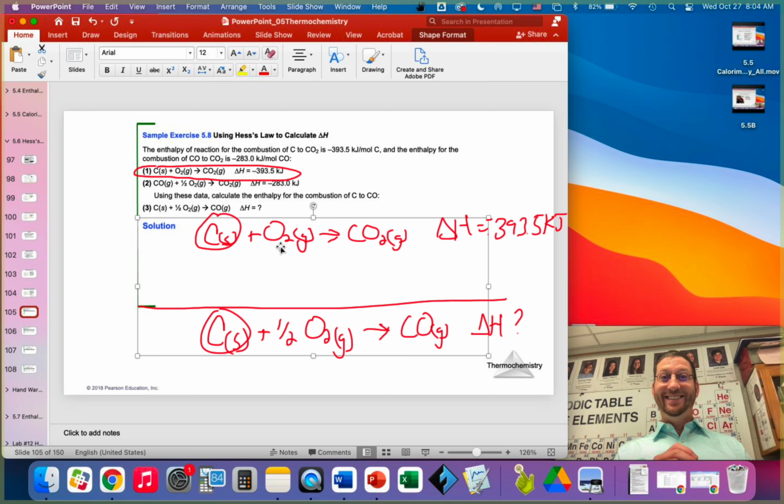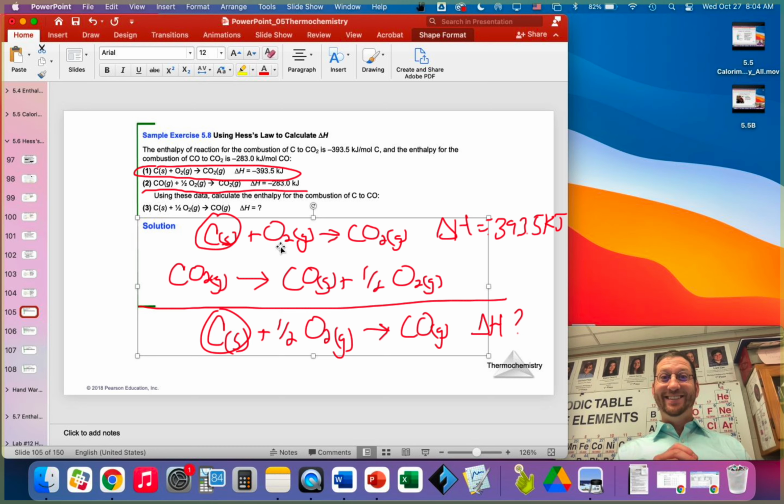Somehow I'm going to have to cancel out one of these oxygens, or half of those oxygens, and I'm going to have to get rid of this carbon dioxide. Well, you can see in this second reaction here, I do have carbon dioxide, but that would make more of it. So what we're going to do is we're going to flip that reaction. So I'm going to put the carbon dioxide gas on the left, and rather than making the carbon dioxide, we're going to split that into carbon monoxide gas and half of an oxygen gas molecule.